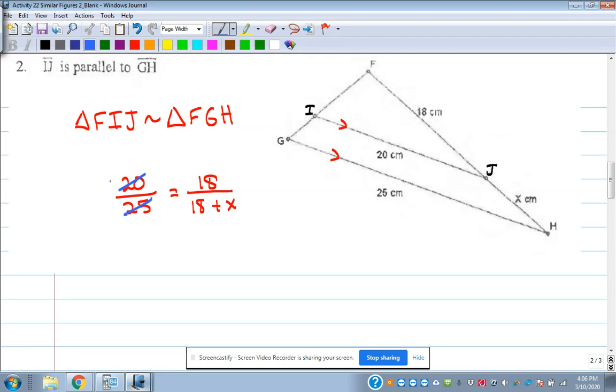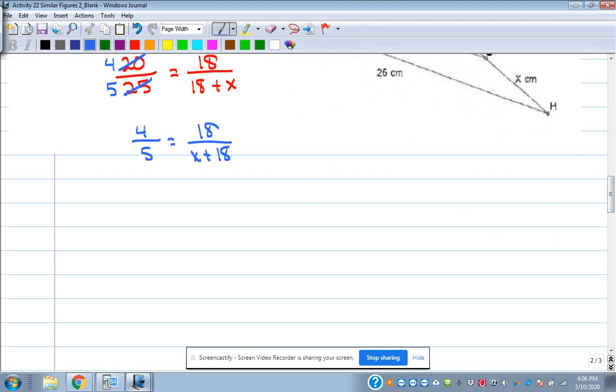But what can I do to the left-hand side to make my life easier? Reducing fractions, which is always a fun thing to do. So that's 4 over 5. 18 over, I'm going to make it X plus 18 just to change it up. And then I'm doing my cross product. 5 times 18 is 90. And then 4x plus 72.